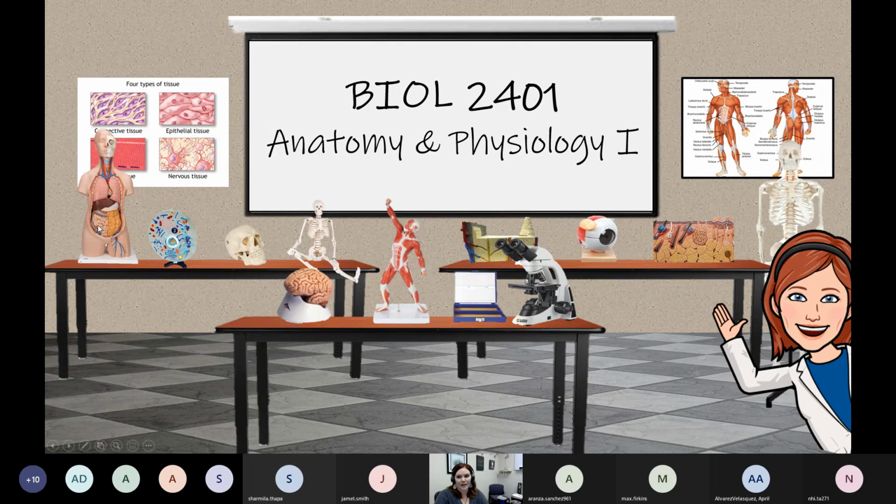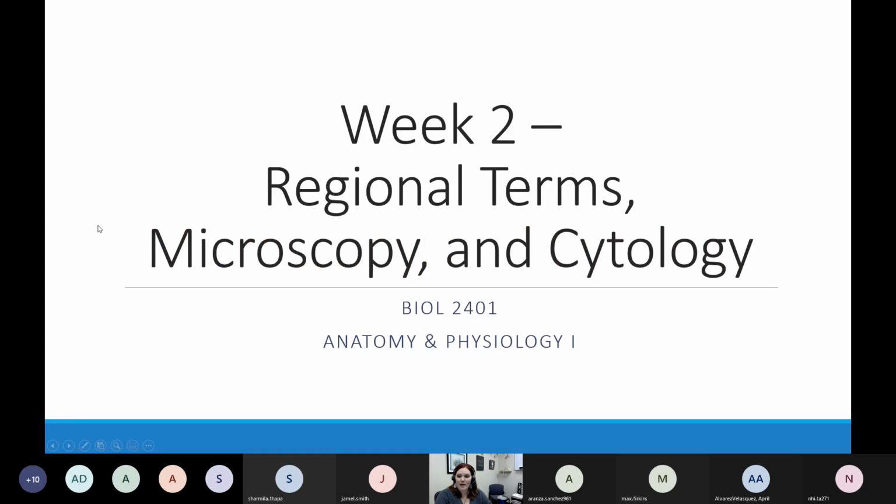Today, we are covering lab lesson number 2. There are 3 topics we're going to cover today. We'll take a little bit of time to talk about regional terms. Then we'll spend a lot more time talking about how to use microscopes. And then finally, we're going to cover cytology, which is the study of cells.